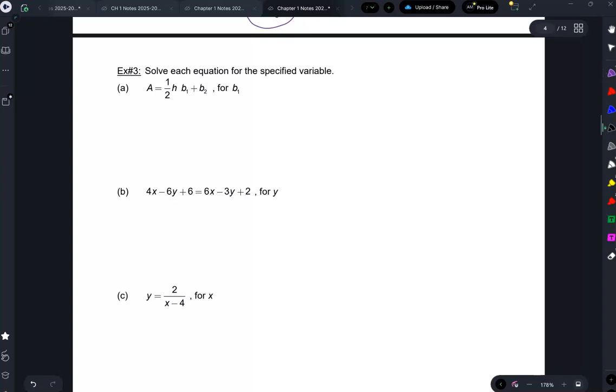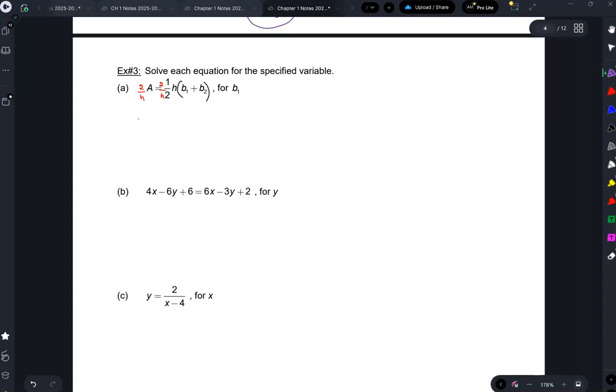So here I have parentheses. All right, I'm going to solve this for b1. Now, first I need to get rid of the 2 and the h. So what if I multiply both sides by 2, correct? But then how do I get rid of the h? Divide by h. So I can just multiply by 2 over h then, right?